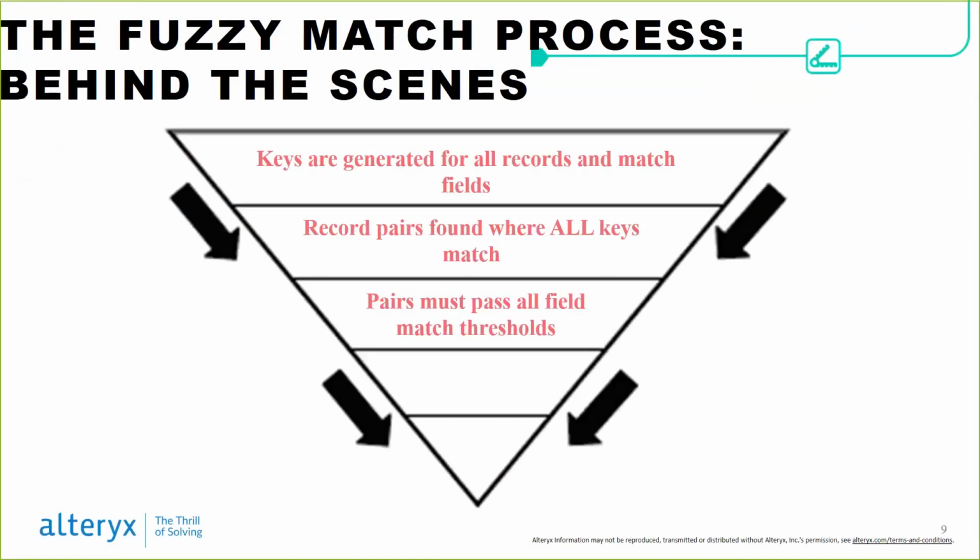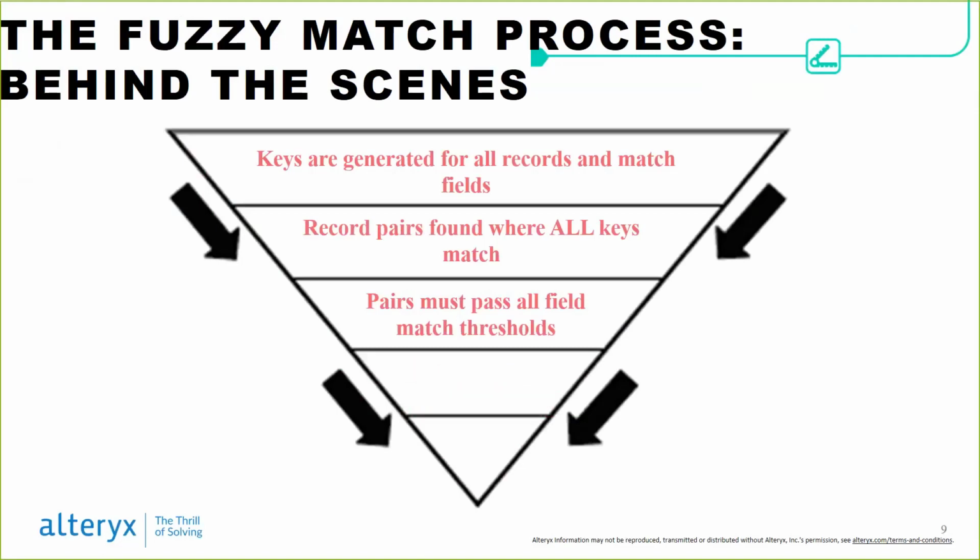So you're not actually fuzzy matching on one field, you're fuzzy matching on the combination of fields and saying how likely are these two records identical, or close to the same. So beyond that, once the keys do match, then we actually have to go into the fuzzy matching where we say how they pass field thresholds, okay?